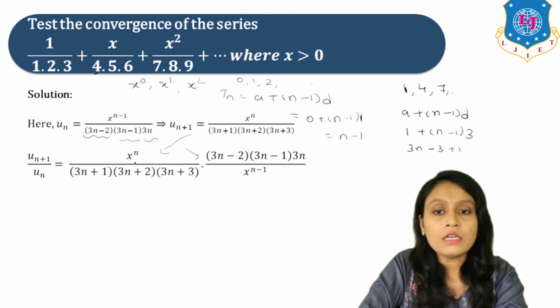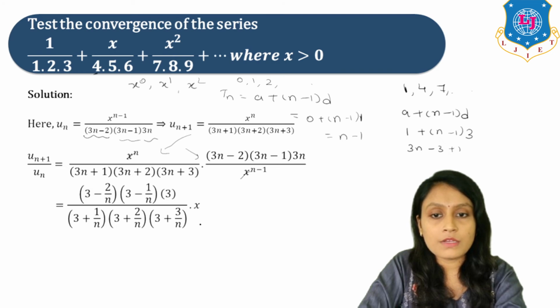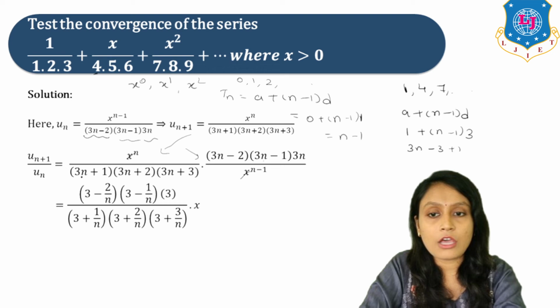Now this x raised to n will get cancelled. So here we have x raised to minus 1, which will come in the numerator. So here we have x. Take n common from these terms, so this will give you n cube, which will get cancelled with the denominator from this 3n, and what remains is only this term.